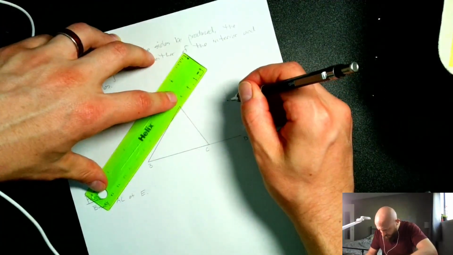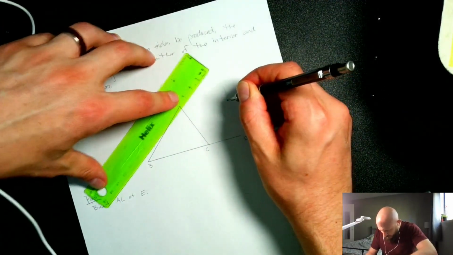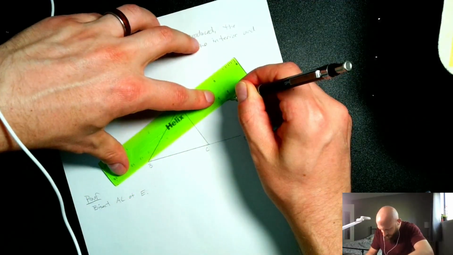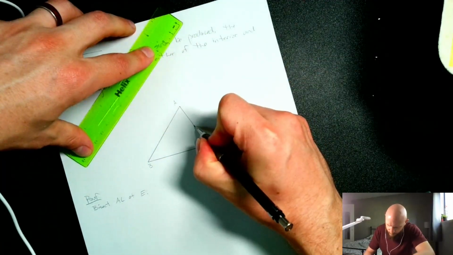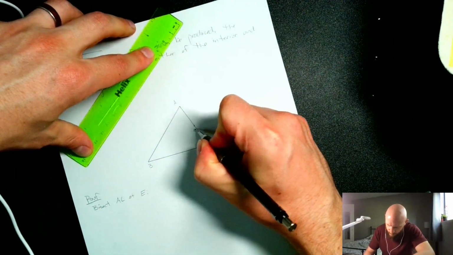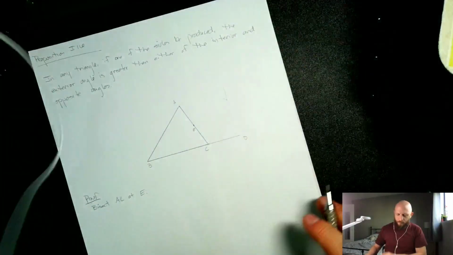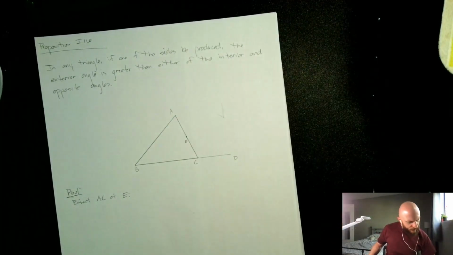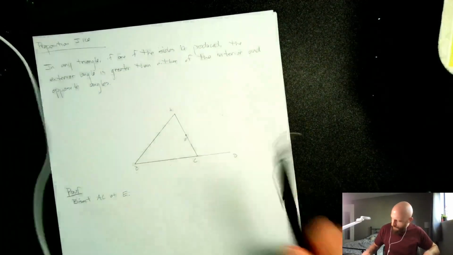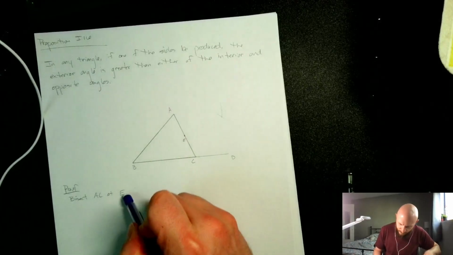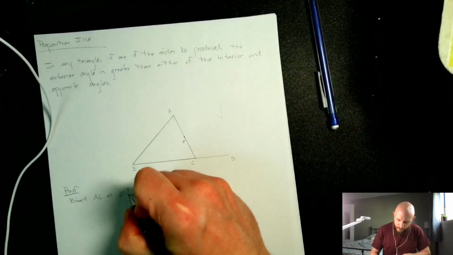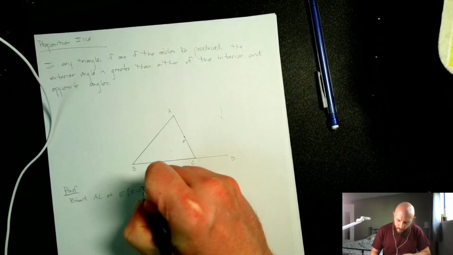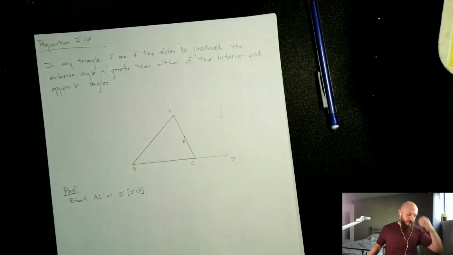All right, so connecting this point with B gives me, right there, E. Okay, bisect AC at E, and how do we know that we can do that? That was proposition 10. Proposition 10 allows us to bisect.